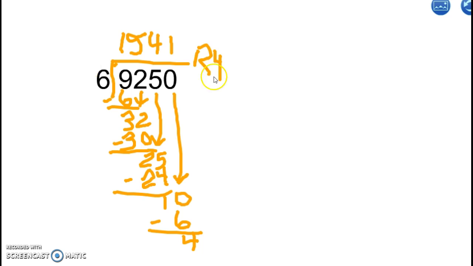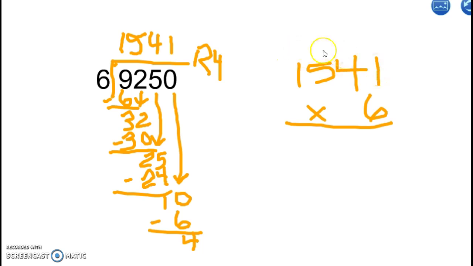So let's go ahead and do that, and it's probably going to be a little bit messy, but I'll do my best. So I have 1,541 multiplied by 6. So I set it up with the larger number on top. 6 times 1 is 6. 6 times 4 is 24. Carry that 2. 6 times 5 is 30. Plus the 2 is 32.